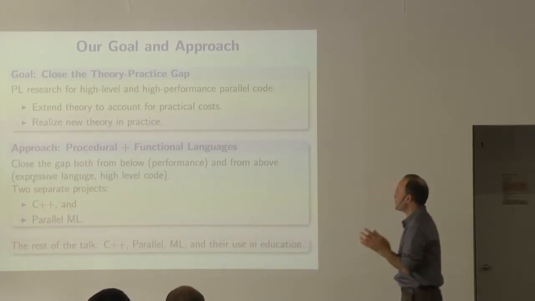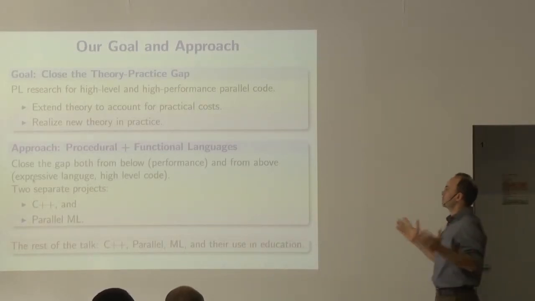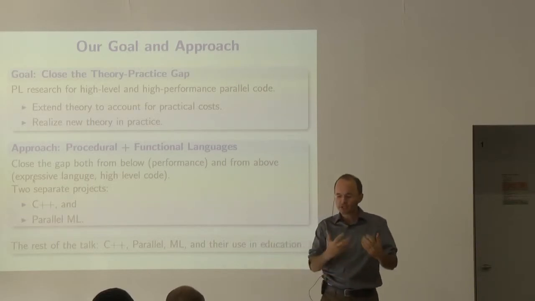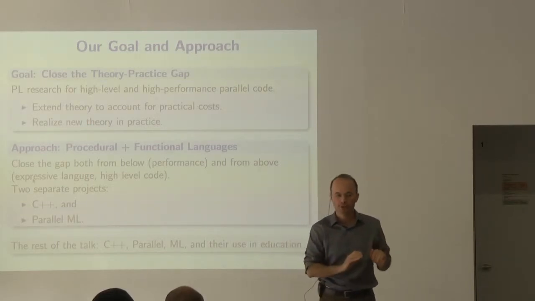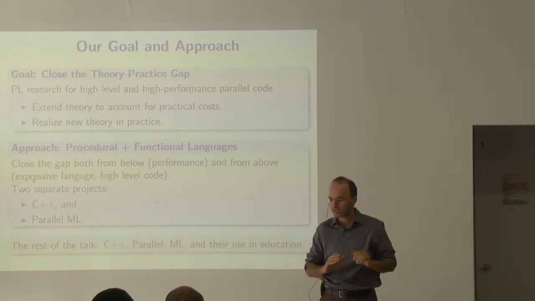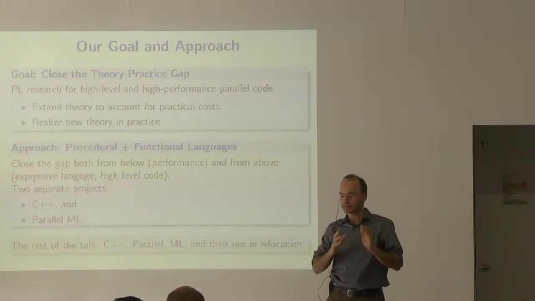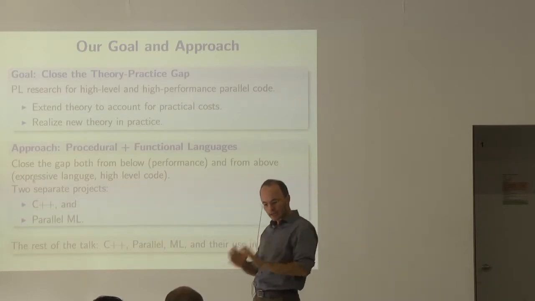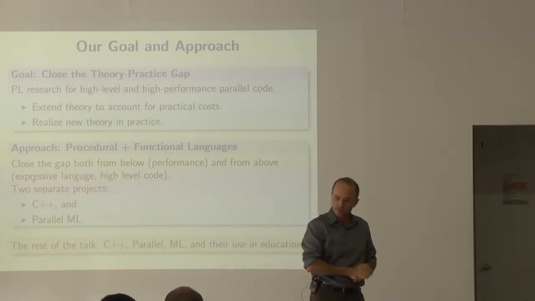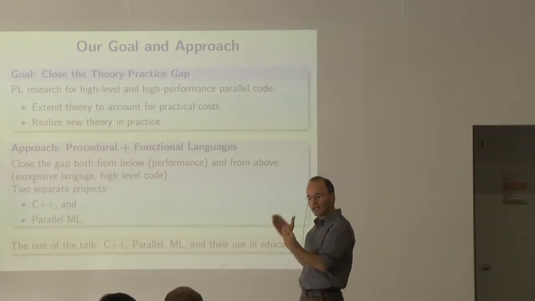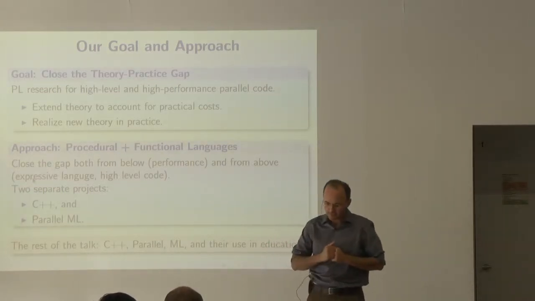So how do we close this gap? Well, it's really good old PL research. What we want to do is be able to extract high performance from high-level code. We don't want to have high performance code at all costs. We want high level code and high performance in the same place. So how do we do that? We have to extend the theory to account for practical costs, and we have to realize that in practice.